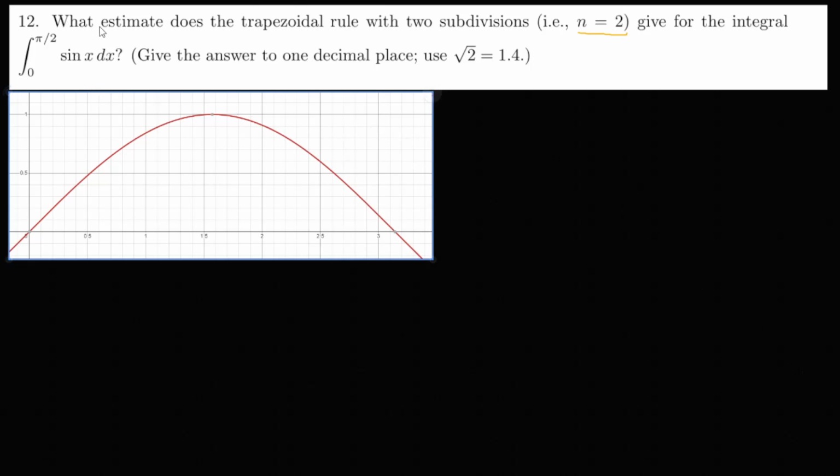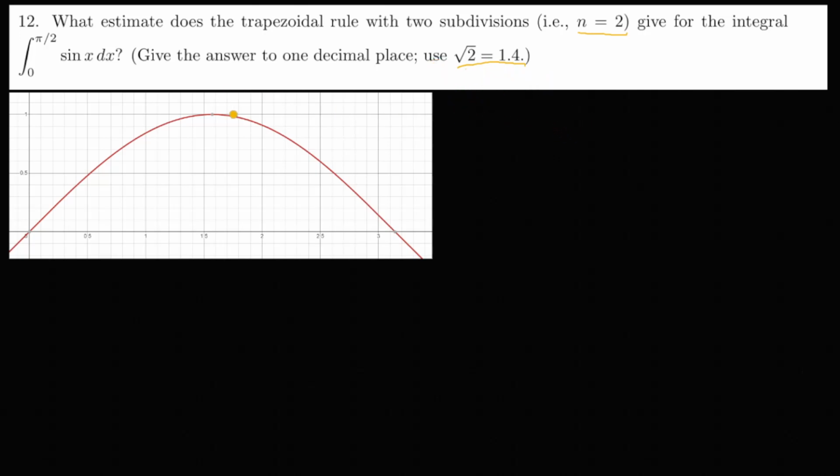So today we are going to solve this question. What estimate does the trapezoidal rule with two subdivisions give us for the integral of sin x dx from 0 to pi by 2? So we can use our root 2 as 1.4. Alright. So what do they mean by trapezoidal rule?